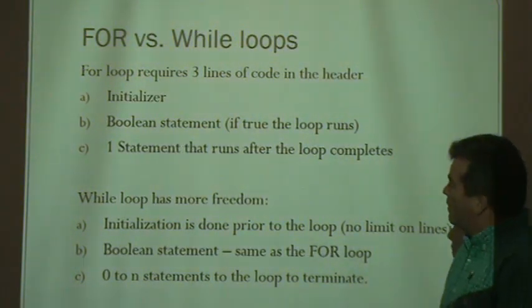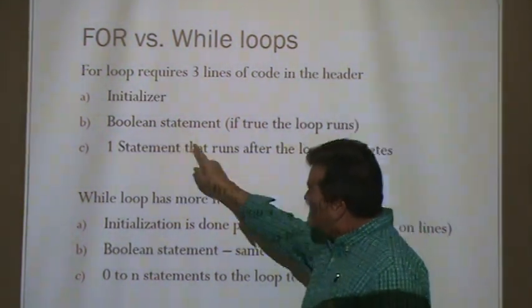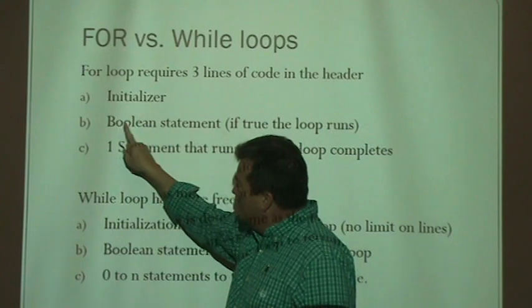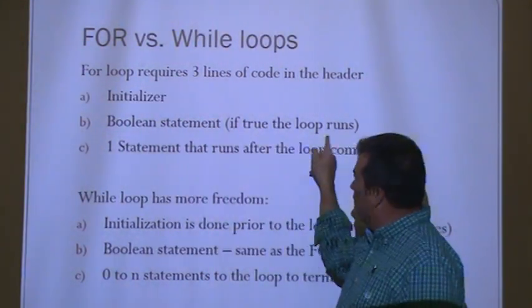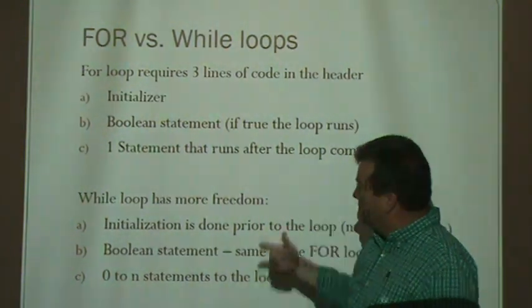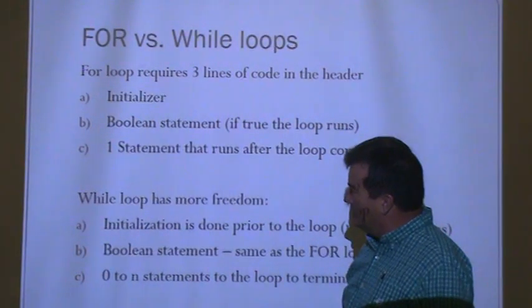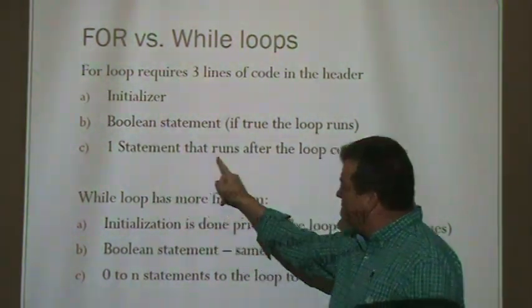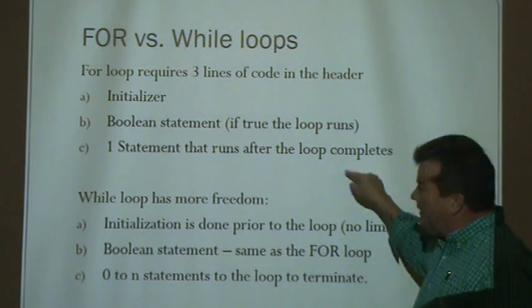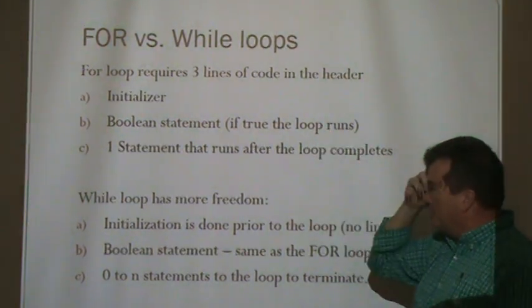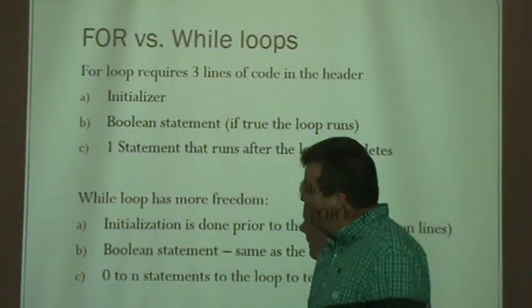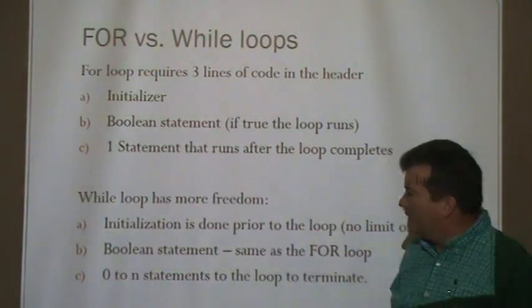For loops require three statements in the header: the initializing statement, the Boolean statement, which is either true or false, and if it's true, the loop runs. If it's false, it doesn't. And then one statement that runs after the loop has completed, before we go up and determine if we should run the loop again. The while loop has more freedom.